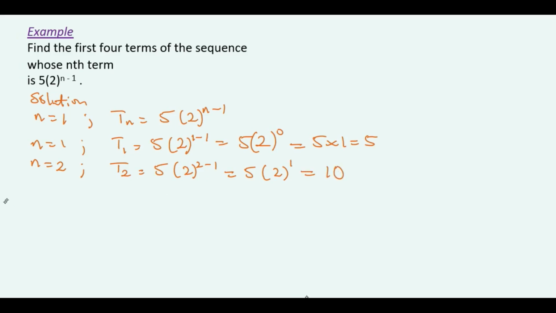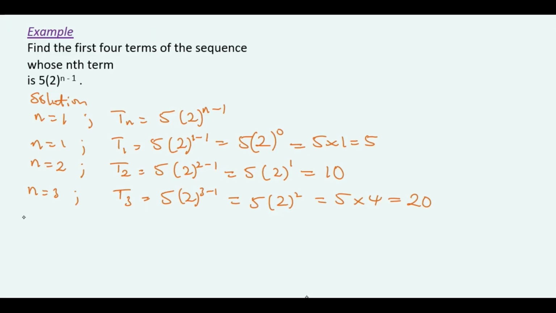You have 10. When n is equal to 3, because they said first 4 terms, you have the third term equals 5 into bracket 2, 3 minus 1. You have 5 into bracket 2 raised to power 2. You have 5 times 4, because 2 raised to power 2 is 2 times 2, which is equal to 4. So you have 5 times 4 to be 20.